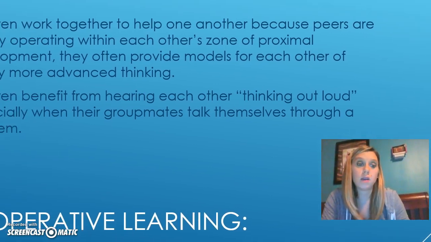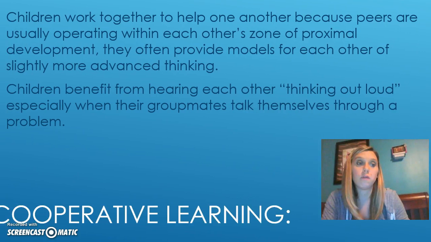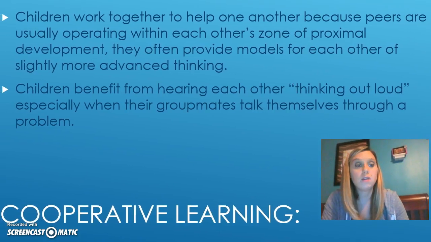Next way to do the zone of proximal development is by using cooperative learning. Children who work together help one another because peers are usually operating within each other's zone of proximal development. So they often provide models for each other of slightly more advanced thinking. And children benefit from hearing each other thinking out loud, especially when their group mates talk themselves through a problem.